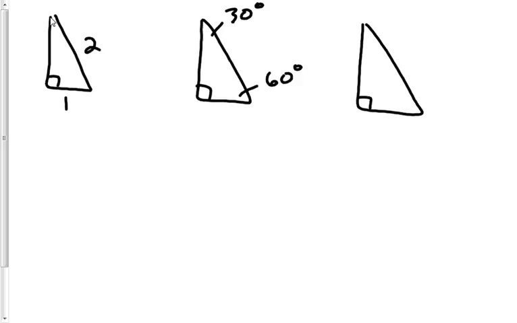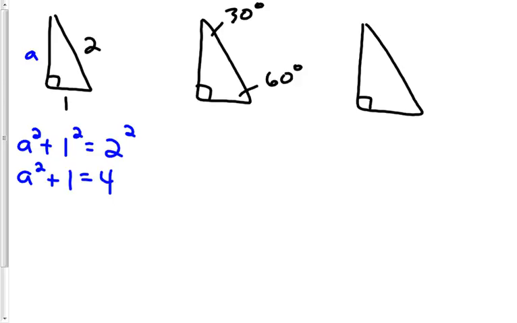Now we can use the Pythagorean theorem to find the missing side. So I'll call this A. A squared plus B squared equals C squared. And now I solve for A. A squared plus 1 equals 4. Subtract 1 to the other side. A squared equals 3. Take the square root of both sides. A equals the square root of 3. So I have square root of 3 here.